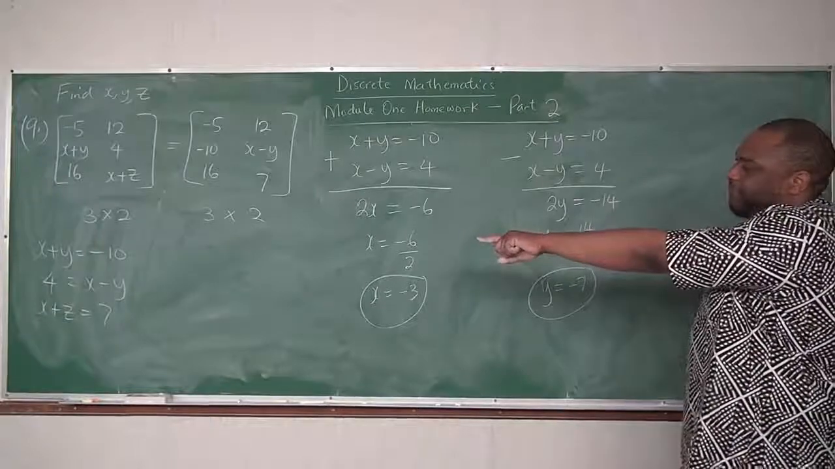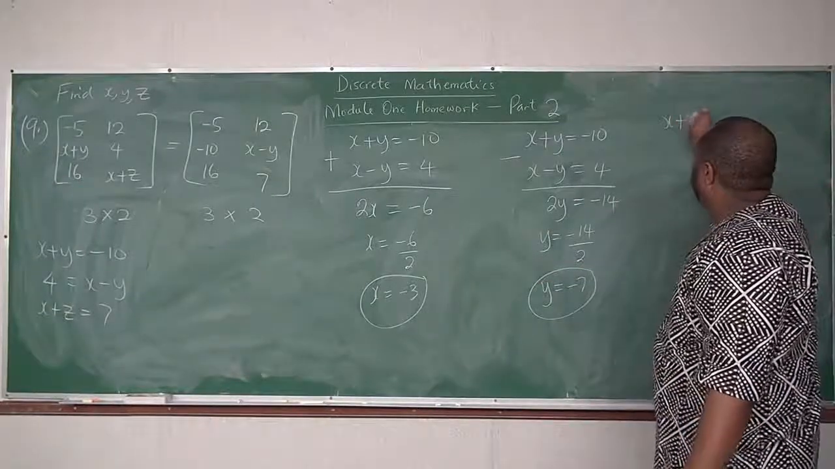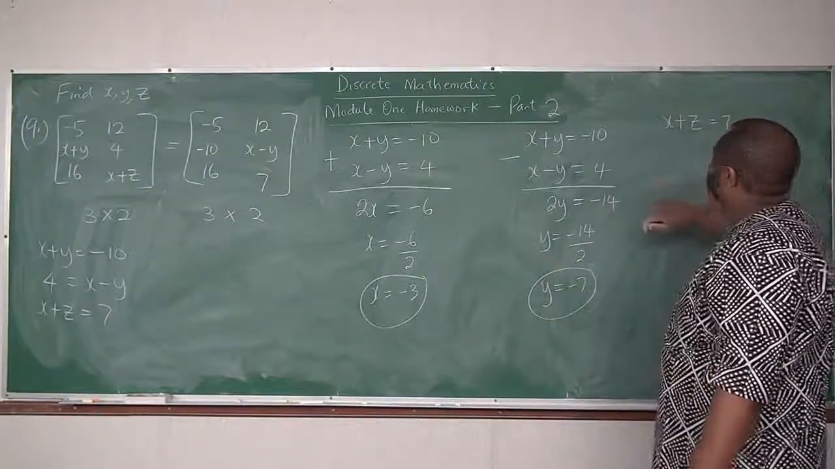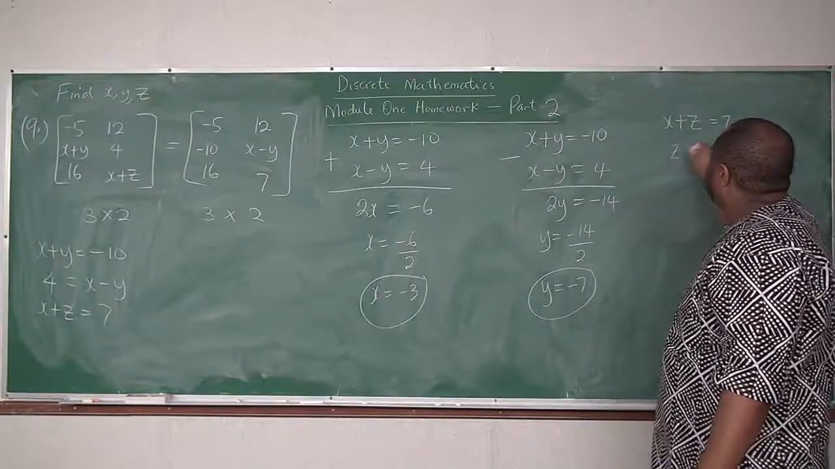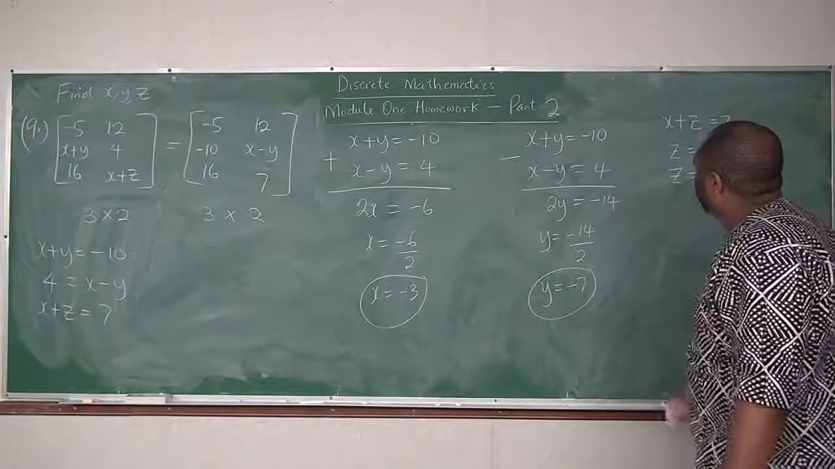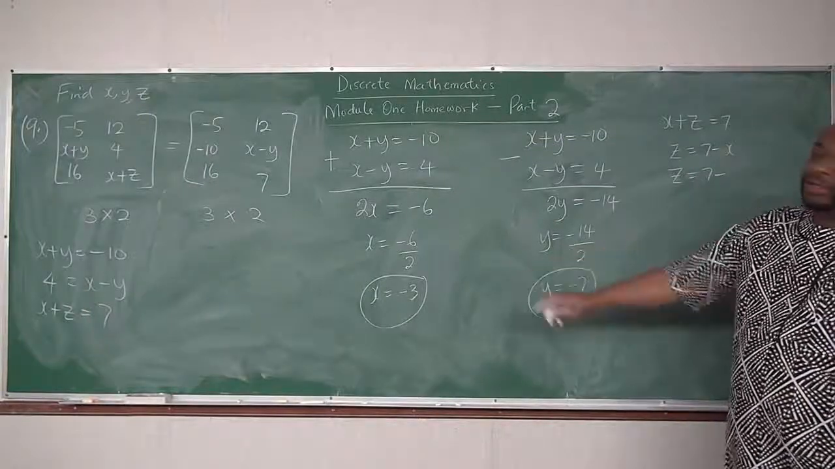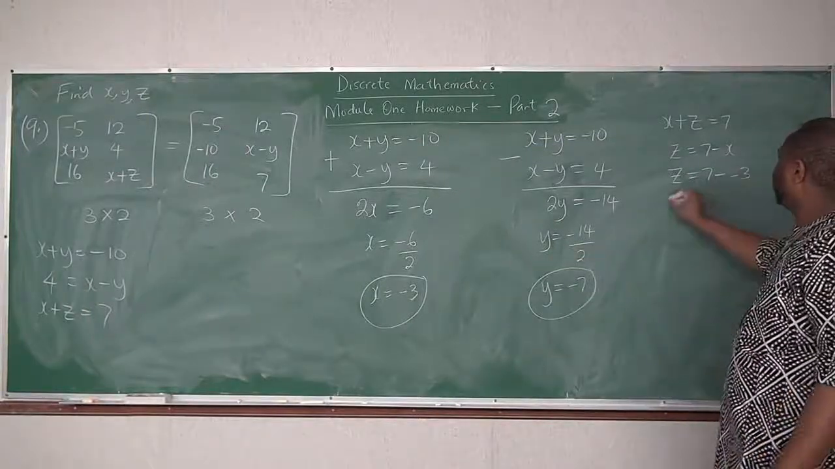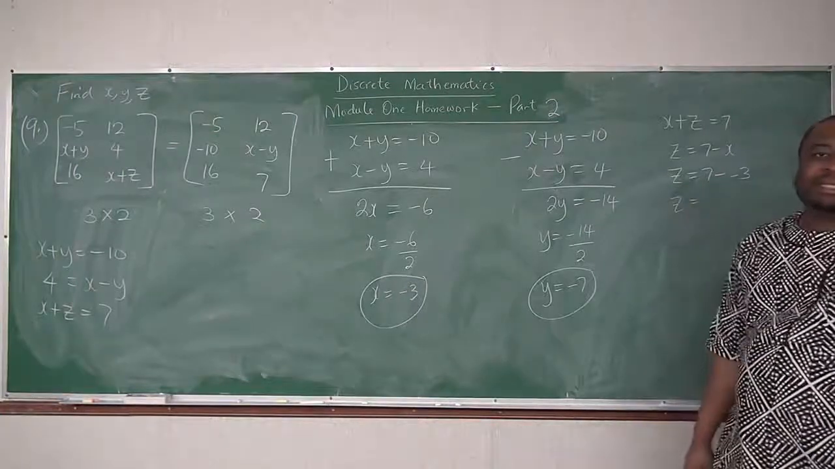Then we also have here that x plus z is equal to 7. So z will be 7 minus x. z will be 7 minus, x is minus 3. So, minus minus is plus.